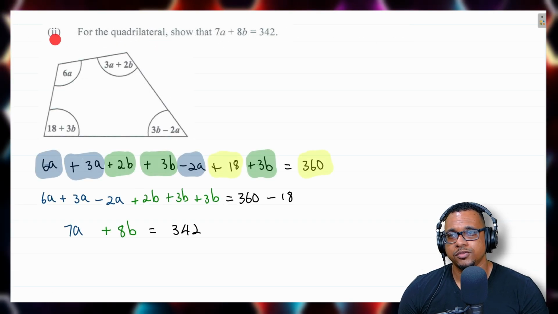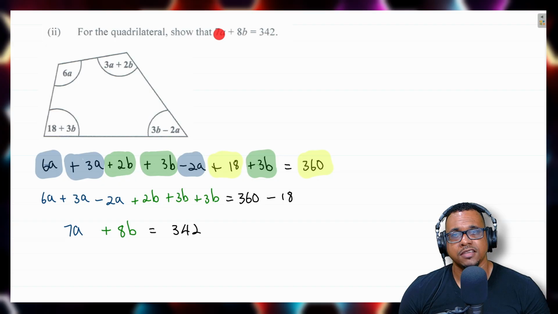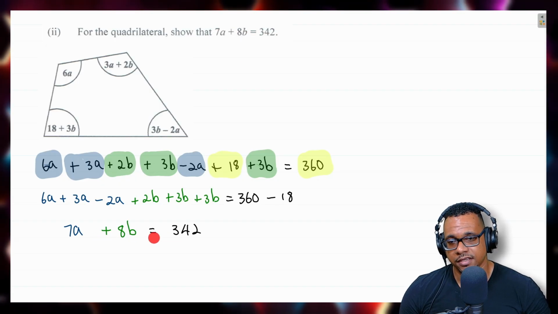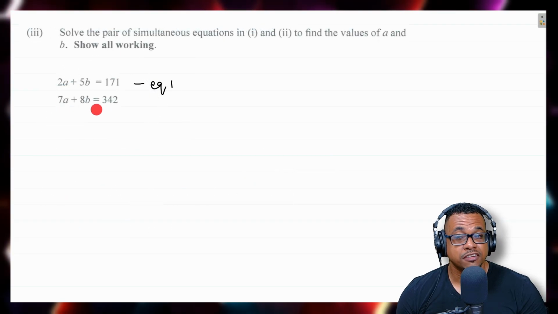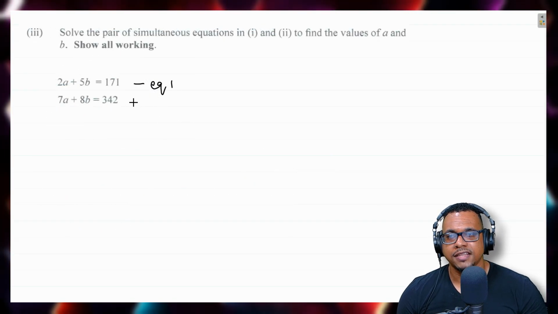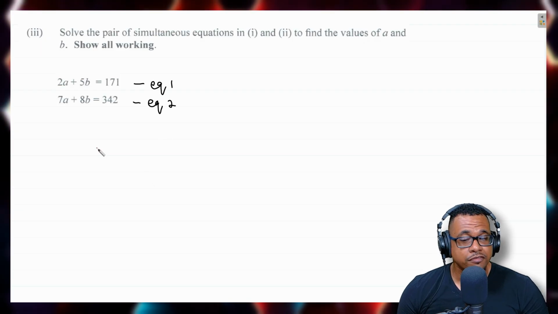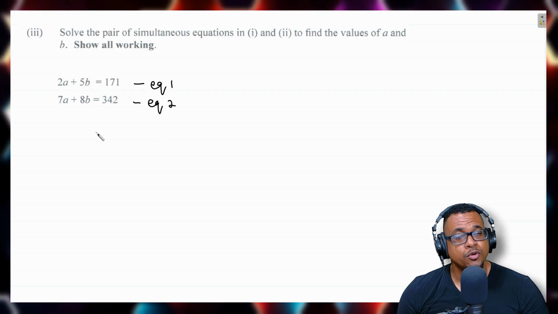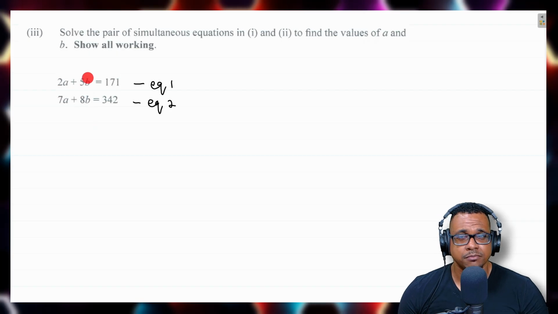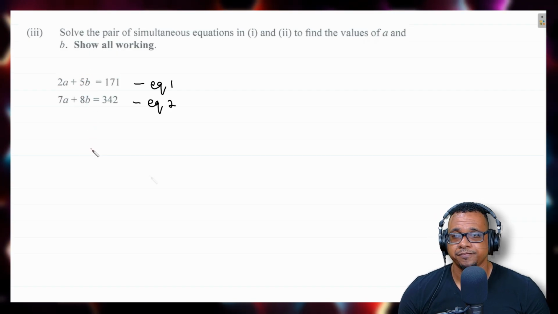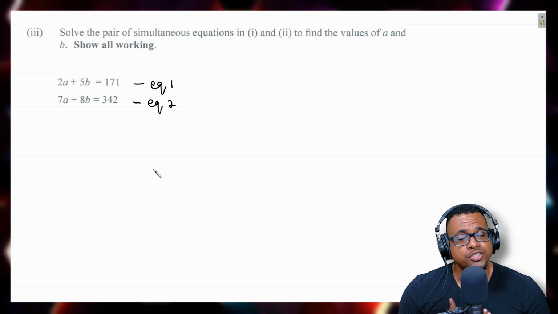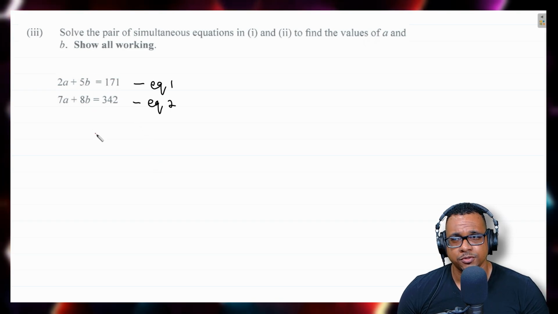Now going back to part 2, this is our equation here: 7A plus 8B is equal to 342. And we show that here. So this is our equation from part 2, and we'll call that equation 2. So now for this pair of simultaneous equations, we have options. We could use the elimination method. We could use the substitution method. We could even use matrices. All right, so I'm going to choose the elimination method to use here.